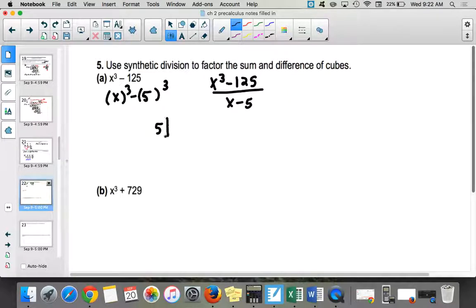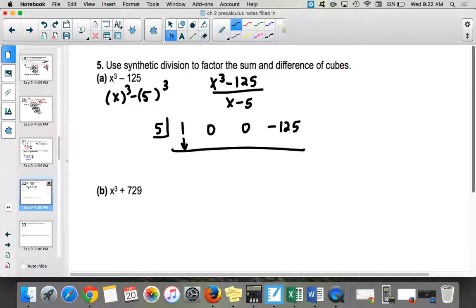So I'm going to put 5 in the backwards L. I have 1x cubed, 0x squared, 0x, minus 125. Ugh, struggling. All right, so drop the 1. And I go through my process again.